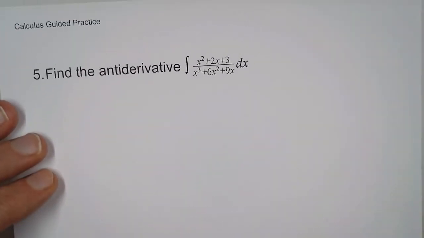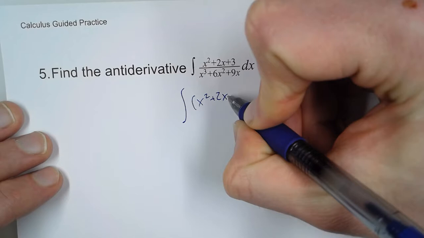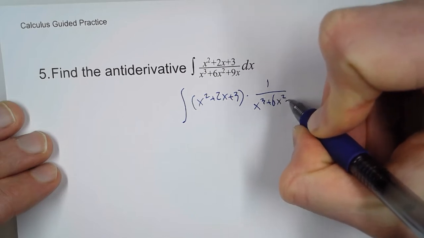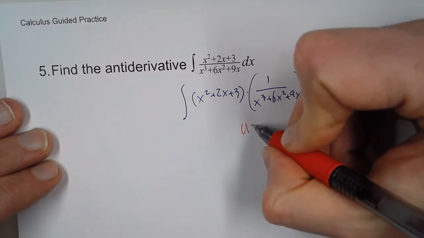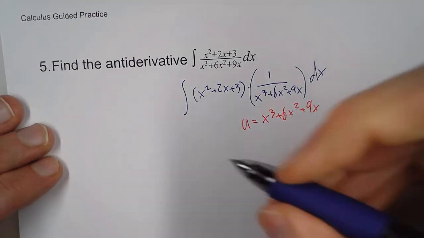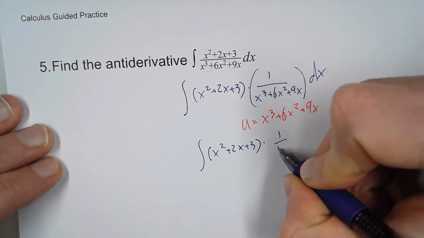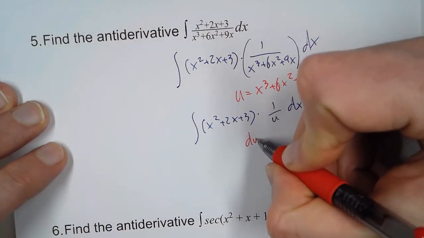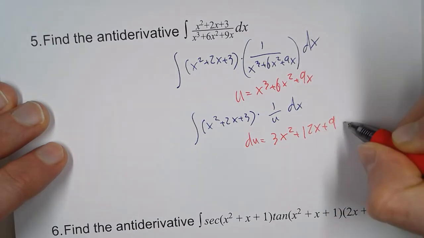Number 5. Here's another quotient. So let's rewrite this. We have x squared plus 2x plus 3 times 1 over x cubed plus 6x squared plus 9x dx. So for this problem, u is going to equal x cubed plus 6x squared plus 9x. So when we make that replacement, we have x squared plus 2x plus 3 remaining times 1 over u dx. So when we take the derivative of u, du is going to equal 3x squared plus 12x plus 9 dx.